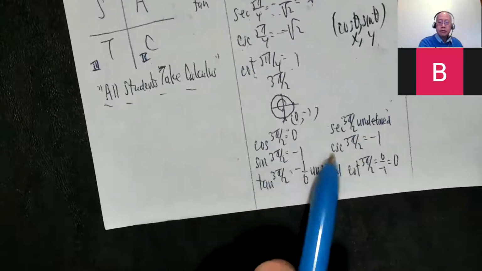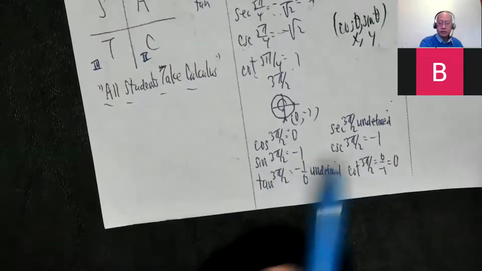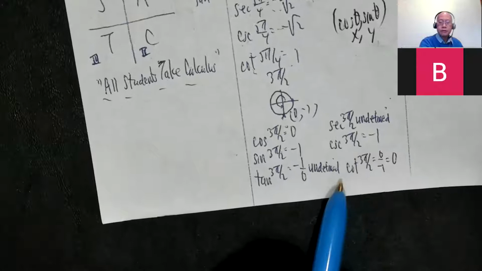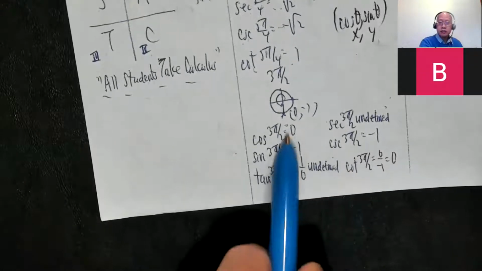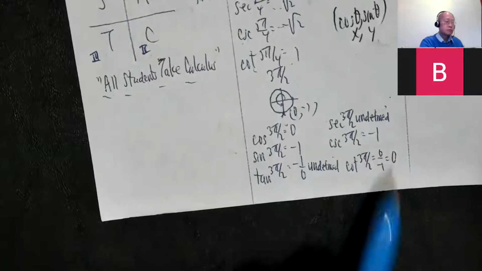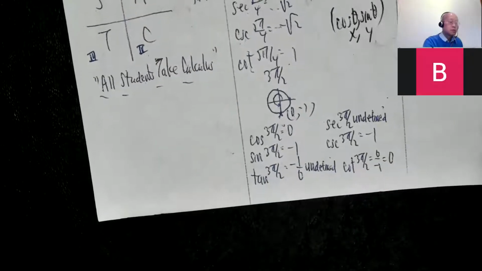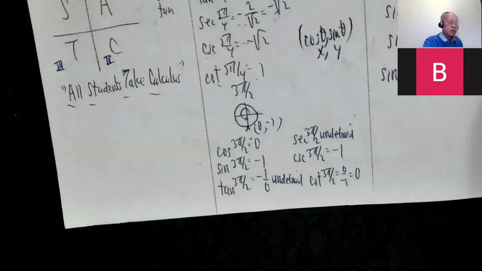Cosecant, flip sine. What's the reciprocal of -1? 1 over -1, still -1. Cotangent, cosine over sine, 0 divided by -1, 0. So we're good there.